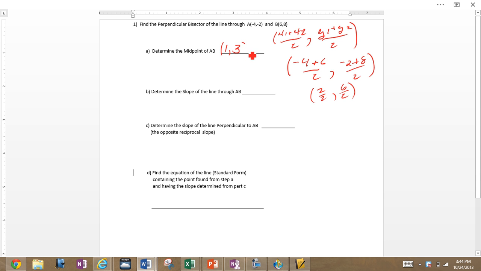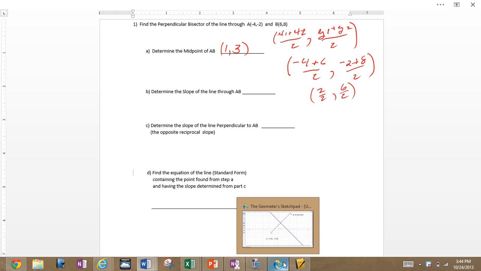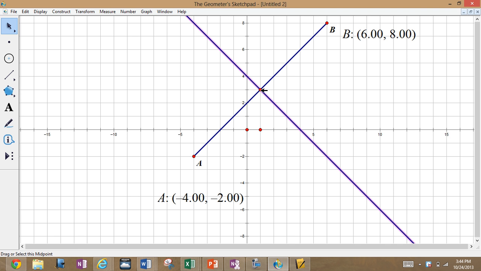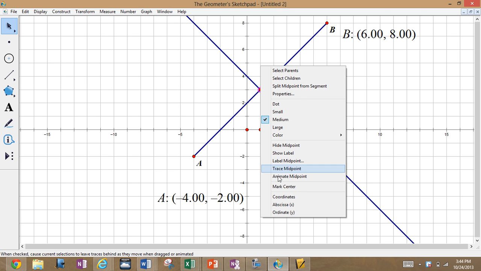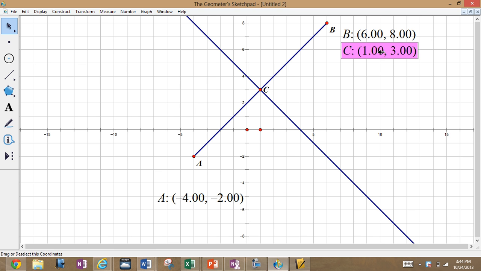Again, the midpoint formula: adding the x coordinates, -4 plus 6 over 2, -4 plus 6 is 2 over 2, which is 1, -2 plus 8 over 2 is 6 over 2, which is 3. Let's confirm that Sketchpad finds that same point. Looks to be. The coordinates of that point are (1, 3). So far we check.